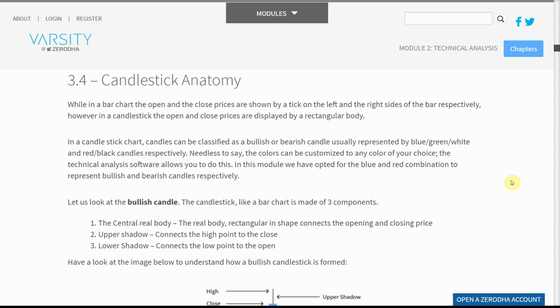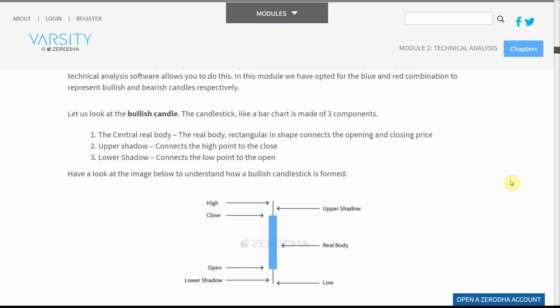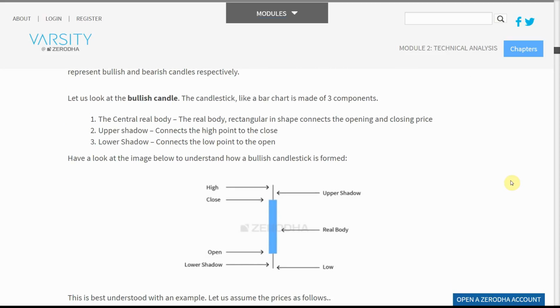Let us look at the bullish candle. The candlestick, like a bar chart, is made of three components. The central real body, the real body, rectangular in shape, connects the opening and closing price. Upper shadow connects the high point to the close. Lower shadow connects the low point to the open. Have a look at the image below to understand how a bullish candlestick is formed.